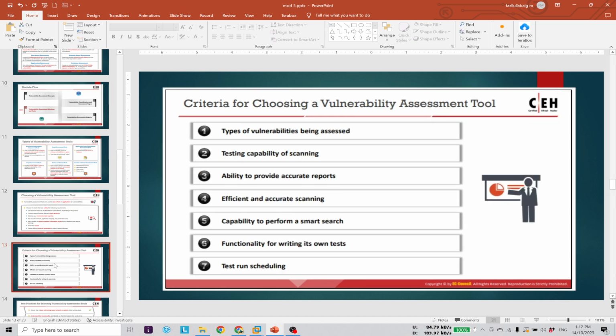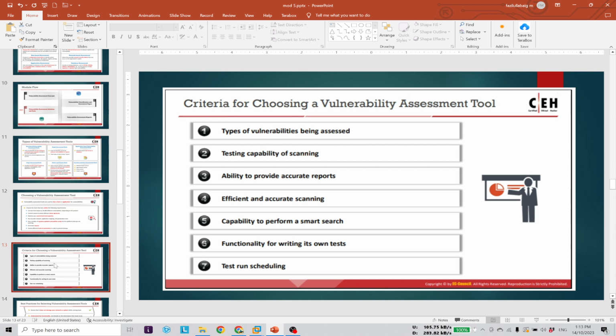Criteria for choosing a vulnerability assessment tool. What are the criteria or requirements we have to see, as we have seen in the last slide. So let's see what criteria there are. Types of vulnerabilities being assessed, testing capability of scanning, ability to provide accurate reports, because as we can see in the third point, many scanners also give false positive information, so that can increase our workload.